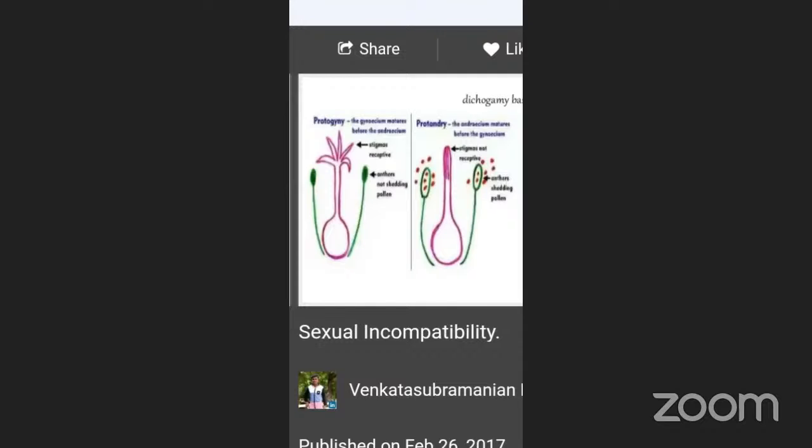Okay, so this is the pollen stigma interaction.